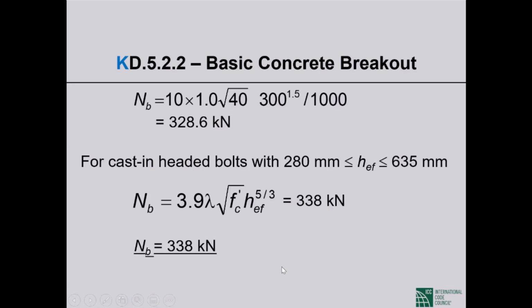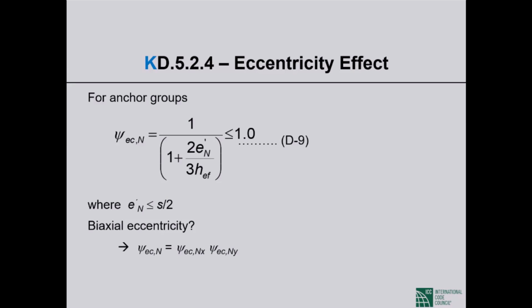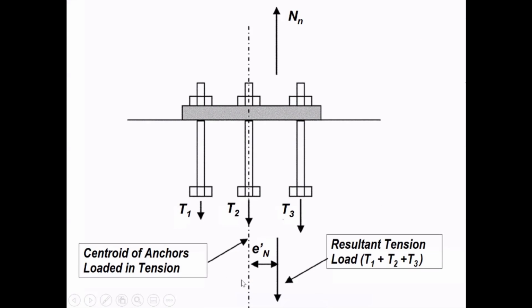Eccentricity factor: we have an eccentricity of 25 millimeters each way. This is the expression for the correction factor, which cannot be any larger than 1. When we have biaxial eccentricity, we calculate two correction factors for the two eccentricities and take the product of the two as our eccentricity correction factor. The eccentricity is shown in this picture.